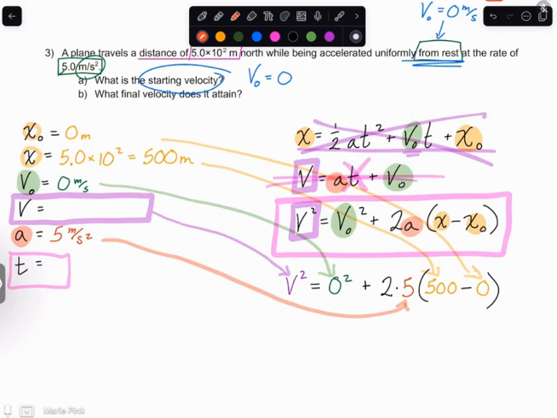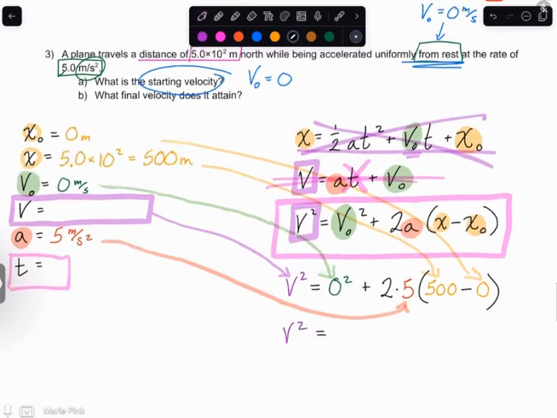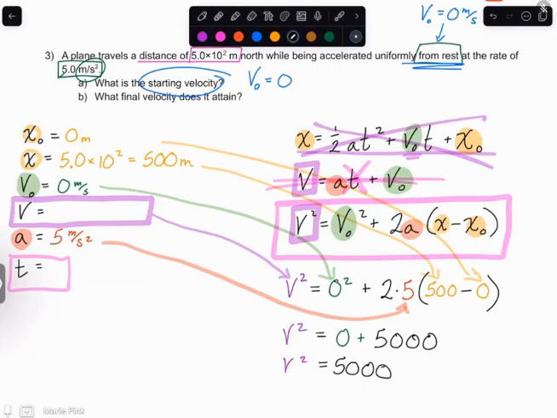So once you have this thing on the left side figured out of what numbers are what, then it makes it really easy to plug into the equation you choose. So now I just need to do some algebra. On the left-hand side, I have v squared. I don't know what it is, so I'm going to just leave that alone. 0 squared is 0. And then 2 times 5 times 500 is 5,000. So that means that v squared is equal to 5,000. So then I just need to square root both sides. And I get an answer of a velocity of 70.71 meters per second.